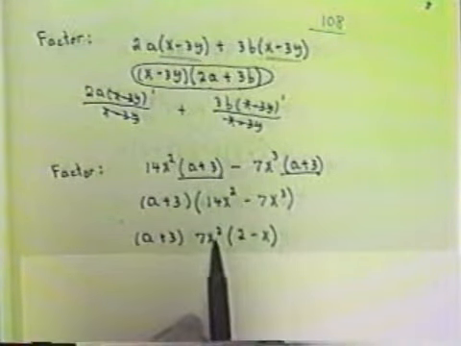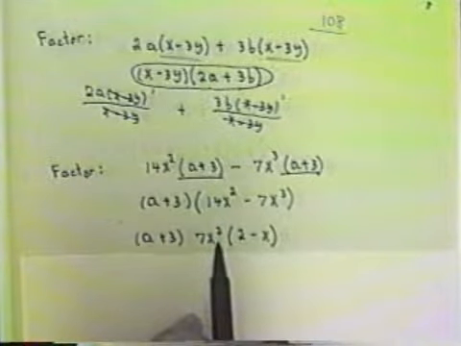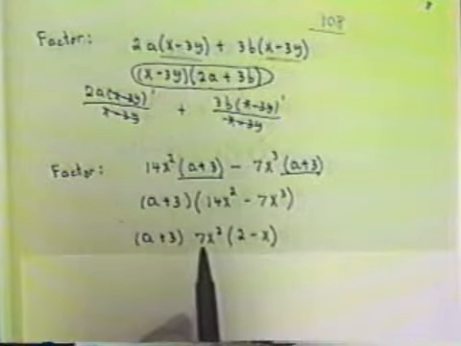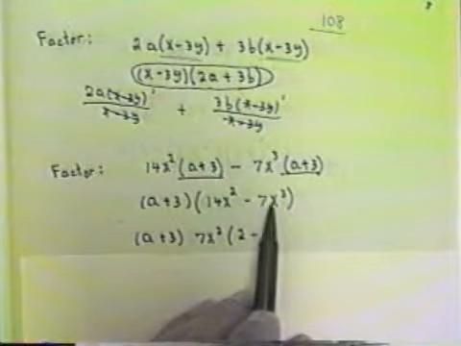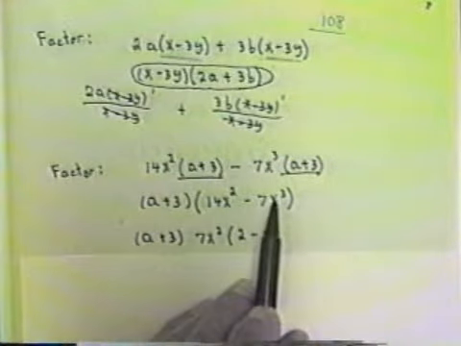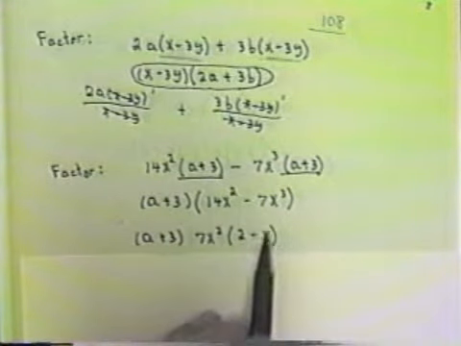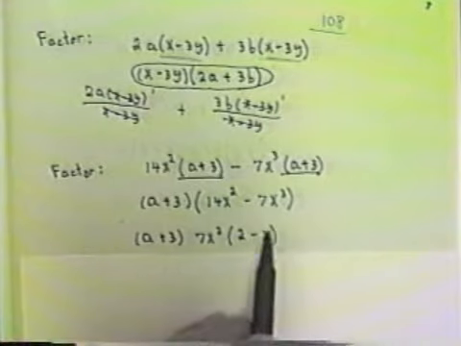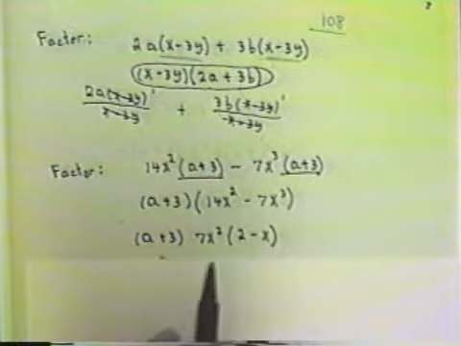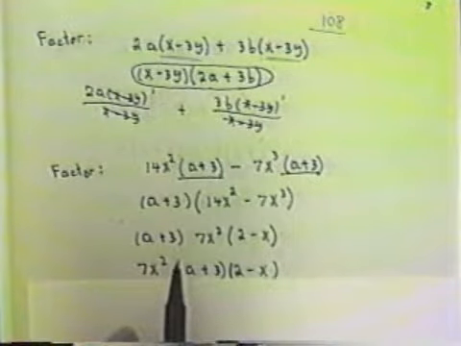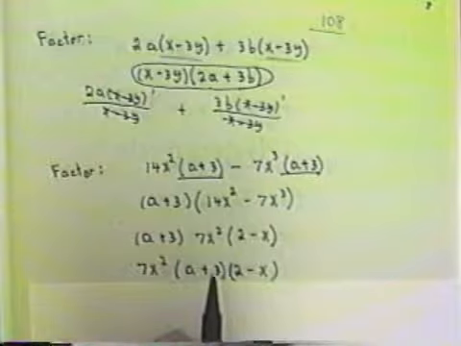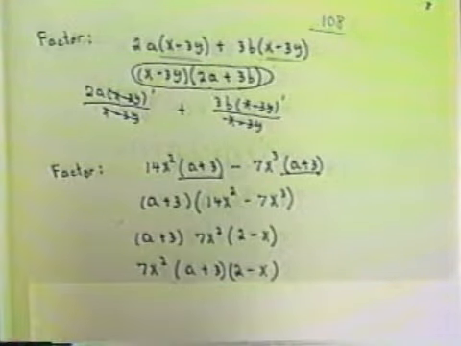x squared divided by x squared would be x to the 0, or 1. And then 2 times 1 is 2. If I divide 7x squared into 7x cubed, I get x. 7 goes into 7 1 time. To divide powers having the same base, keep the base and subtract the exponents. 3 minus 2 is exponent 1. 1 times x is x. Now I might want to turn the answer around and write it as 7x squared times (a + 3) times (2 - x).